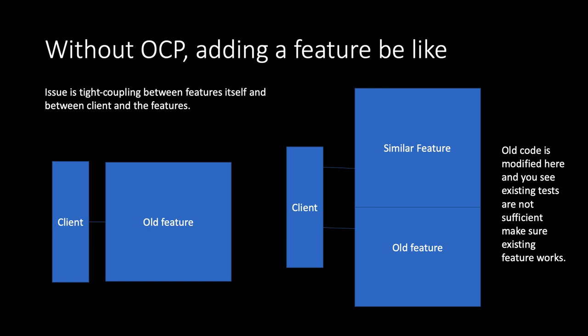Let's have a look at how the code looks without the open-close principle. The left side of the image shows a graphical representation of the older version of code. And what happens when you try to add a new feature or similar type of feature to your existing code?